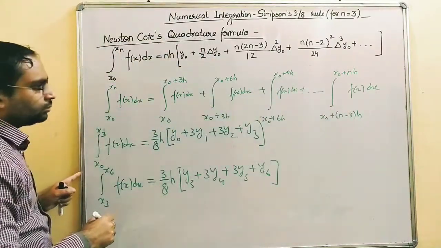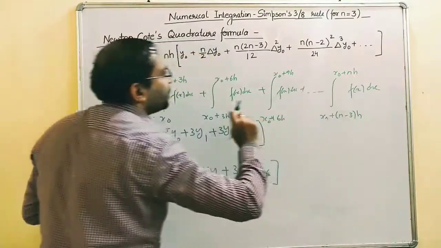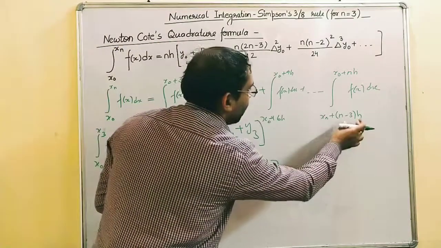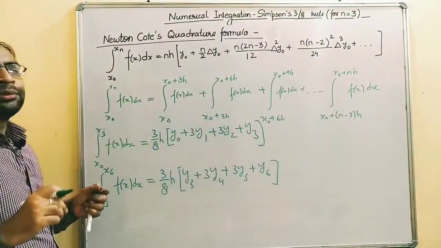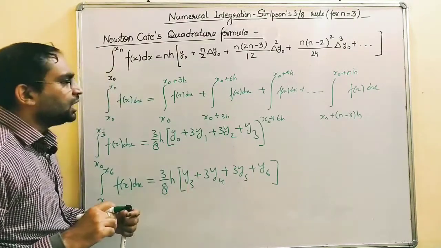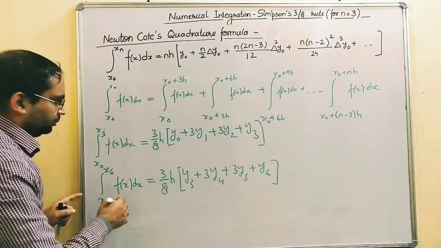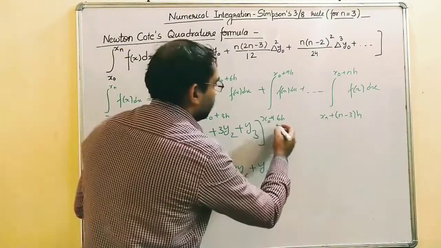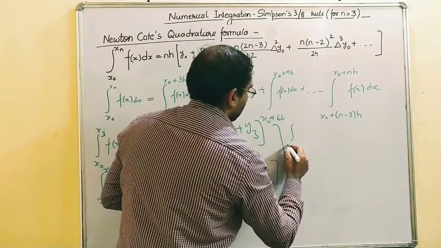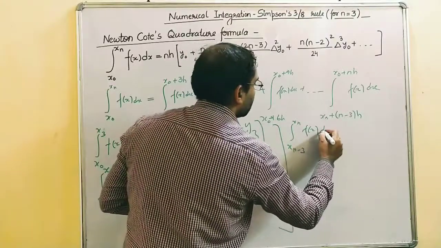As we can see, x0 plus n minus 3h and x0 plus nh. That means the x3 will be replaced by n minus 3. So everywhere we have this y3, we'll have y of n minus 3. Let me write it here. So now this is the integral from x of n minus 3 to xn of fx dx.